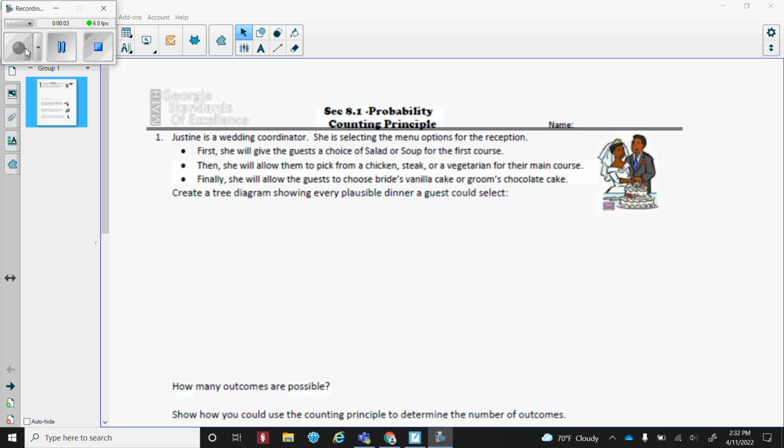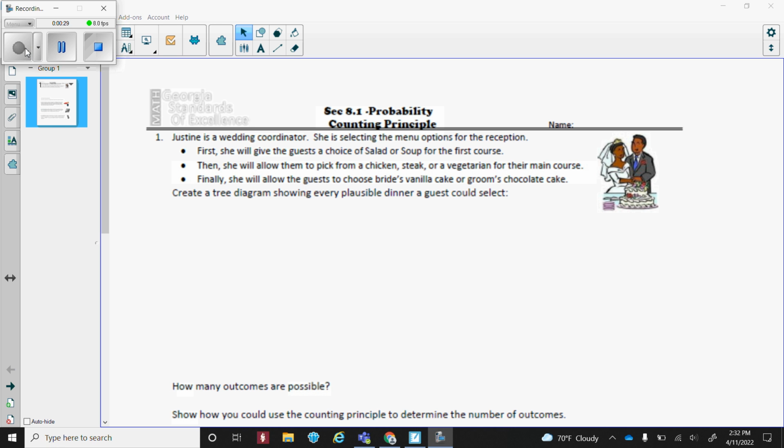In this problem, we see that Justine is a wedding coordinator and she's selecting the menu options for the reception. So first, she's going to give them a choice of salad or soup for the first course, for the appetizer. Then she's going to let them pick chicken, steak, or vegetarian for their main course. Finally, she's going to allow them to choose between the bride's vanilla cake or the groom's chocolate cake.